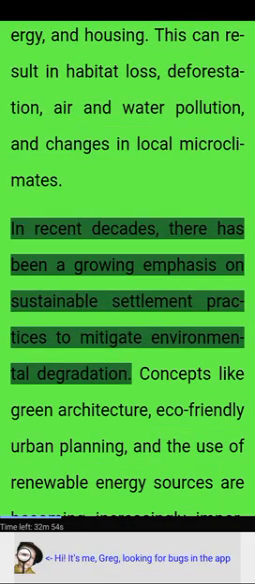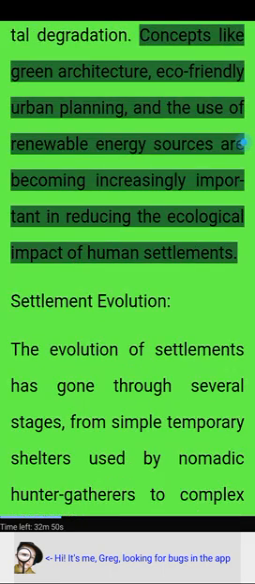In recent decades, there has been a growing emphasis on sustainable settlement practices to mitigate environmental degradation. Concepts like green architecture, eco-friendly urban planning, and the use of renewable energy sources are becoming increasingly important in reducing the ecological impact of human settlements.